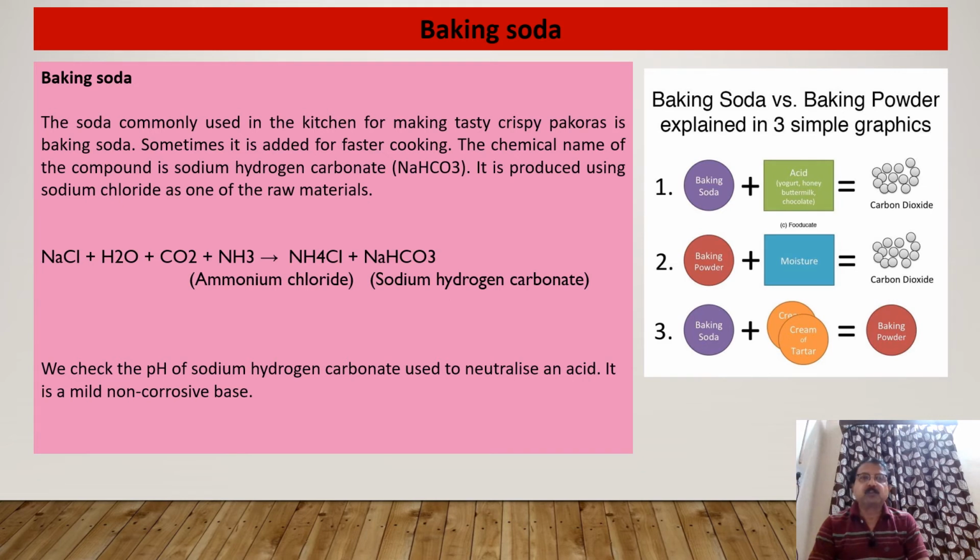The reaction for baking soda is sodium chloride plus H2O plus CO2 plus ammonia, which forms NH4Cl, that is ammonium chloride, and sodium hydrogen carbonate, which is known as baking soda. We check the pH of sodium hydrogen carbonate; it is used to neutralize an acid. It is a mild non-corrosive base.